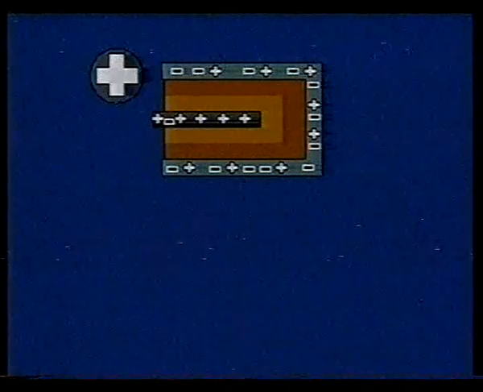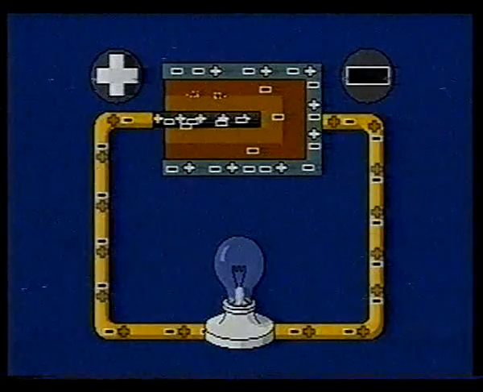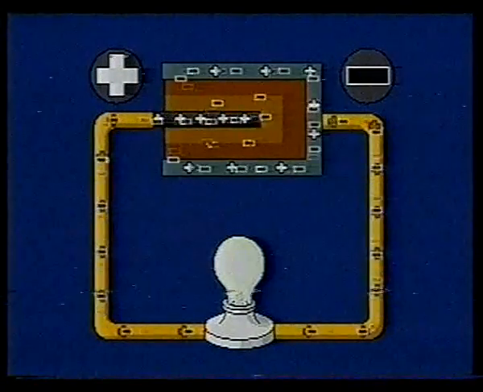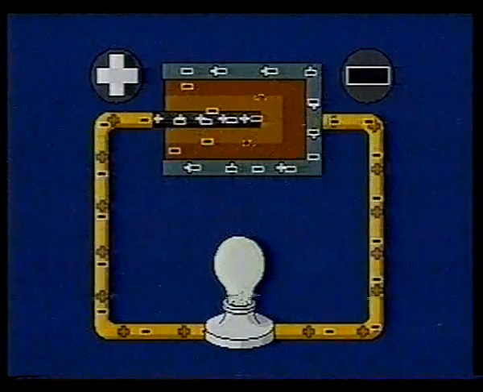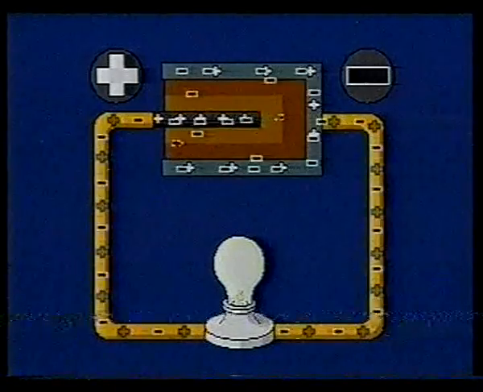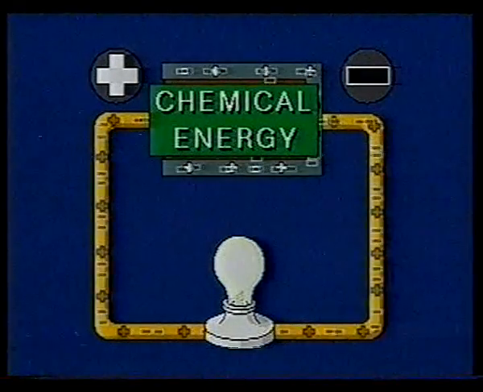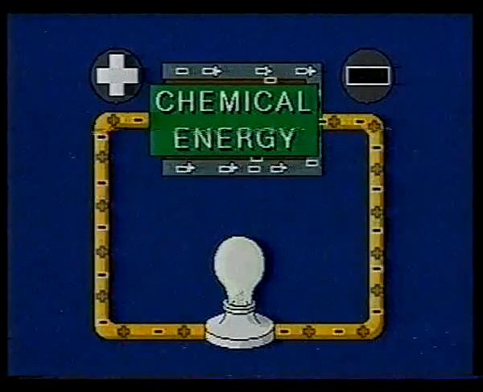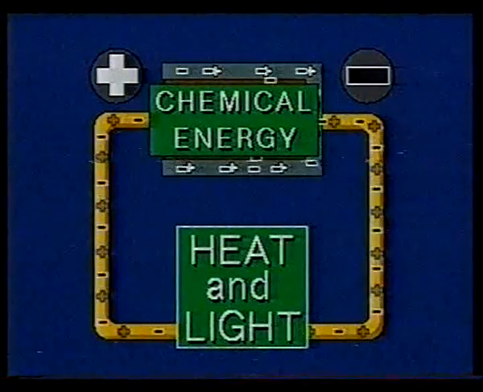Inside every battery or dry cell, it is the chemical reaction that provides energy to produce a charge separation. If the two electrodes are then connected with a conductor and a bulb, the result is a simple electric circuit in which a flow of electrons occurs. The chemical energy stored in the dry cell is transformed into heat and light.